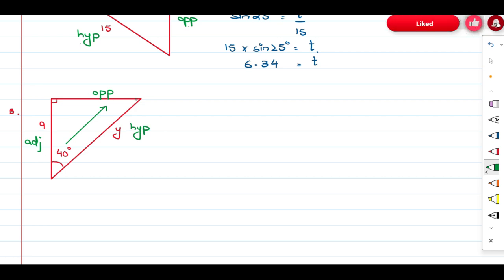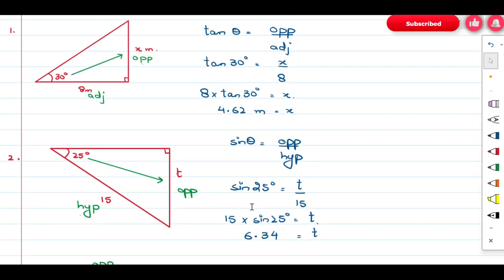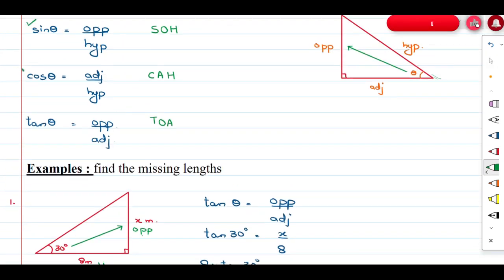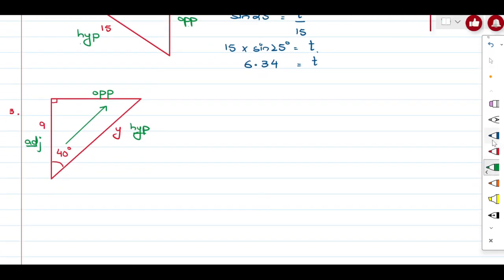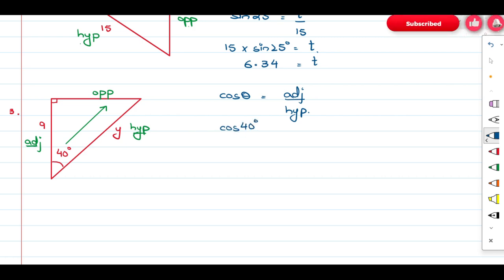So right now we don't have the opposite. We are dealing with the adjacent and the hypotenuse. So which trigonometric ratio involves adjacent and hypotenuse? Cos involves adjacent and hypotenuse, right? So here we can say cos of theta is adjacent over hypotenuse. What is the value for theta? Cos of 40 degrees, the adjacent side is 9 and the hypotenuse is y.